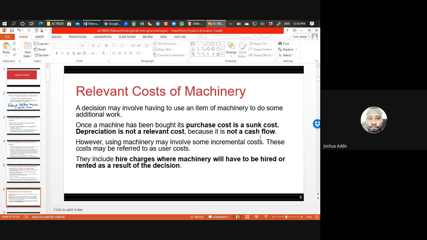So we would already have some machinery for our usual work. And now there's an offer from a customer to do some special job, some special work, which will require the use of machinery. And we want to know the costs of that special job. So the part of the cost of the special job that is coming from machinery, how do we get to know it? Those machineries that we have purchased for our normal work, not for the special contract, the cost of them are sunk costs, and we cannot charge it to the contract we are yet to take.